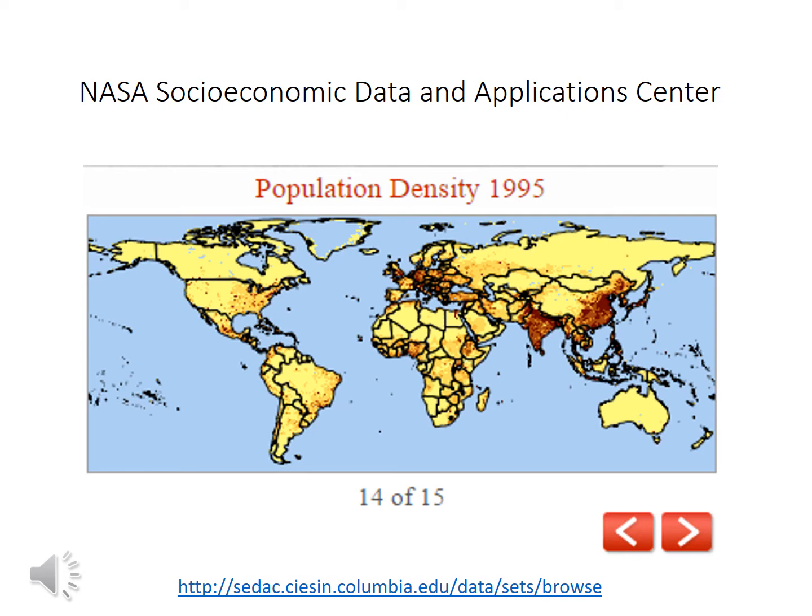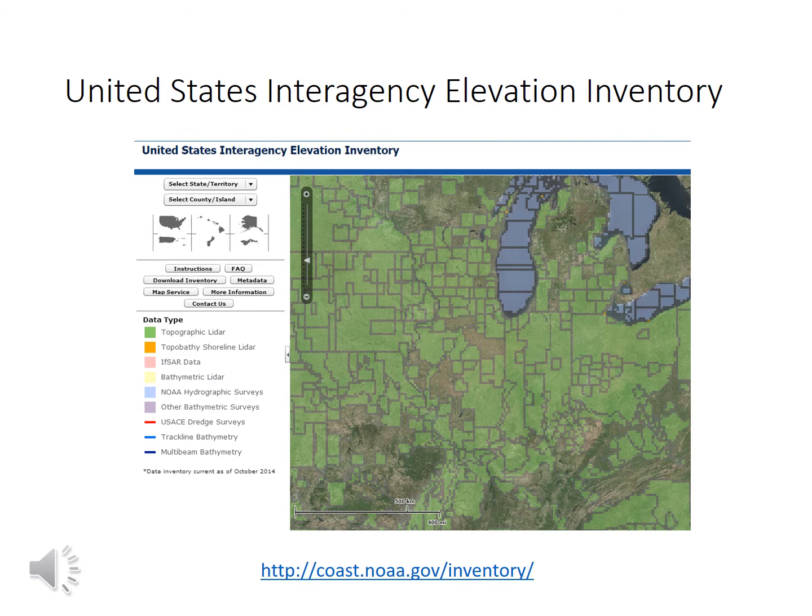But this is a gridded population density layer. So taking the censuses that are internal to each country and aggregating all of those together so that you've got a global data set of population or population density. Really useful for global scale modeling. This one is the United States Interagency Elevation Inventory.